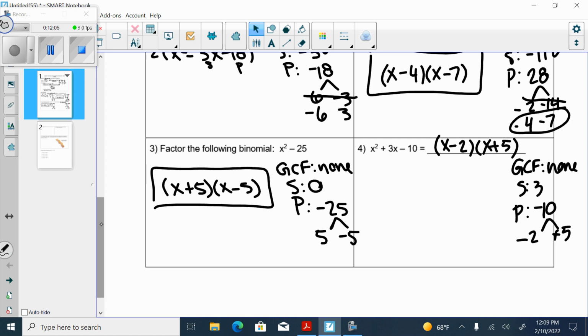Doesn't it matter how you put it? You can put x minus 5 and x plus 5 in the first parenthesis? Yes, you could do that, as long as they have the right sign.